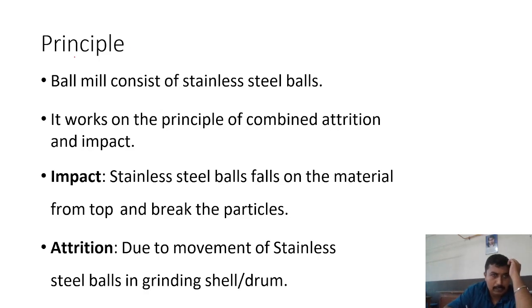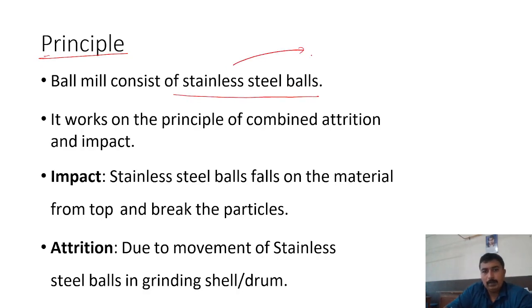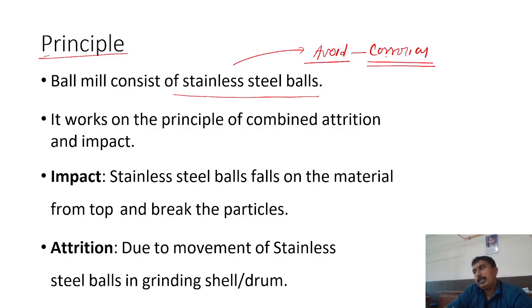So let's see the principle of the ball mill. As we discussed earlier, the ball mill consists of stainless steel balls. Why is stainless steel selected as the material? Because it avoids the chances of corrosion. Different materials come in contact with the stainless steel balls, acidic material, basic material, and that may cause corrosion, and that's why, to avoid the chances of corrosion, the material used for fabrication of the balls is stainless steel.